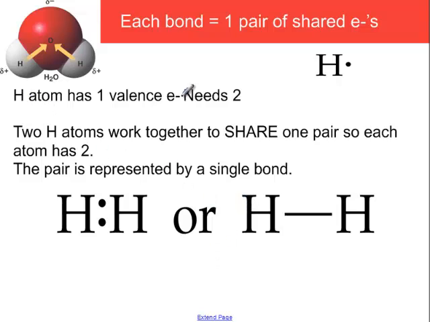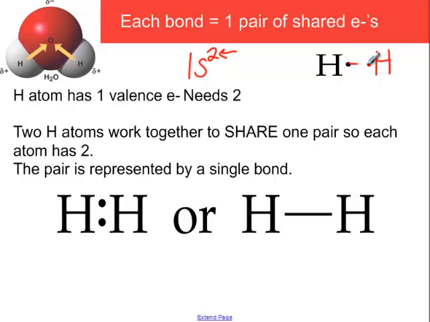Now, let's look at hydrogen. Hydrogen only has one valence electron, so hydrogen's not really happy about the whole situation because it needs to fill that first energy level. Remember 1s2? It needs to have 2 electrons in there to be stable. It only has 1. So little hydrogen's going to go look around for another, maybe little hydrogen, who's in the same boat. And the 2 hydrogens look at each other and say, you know what? What if we share our electrons?